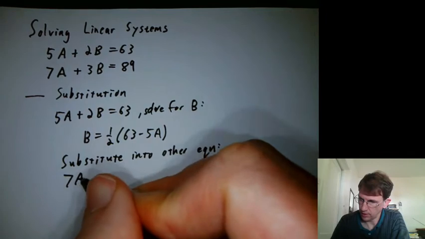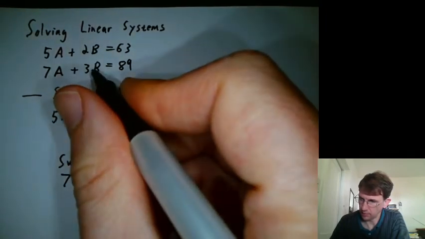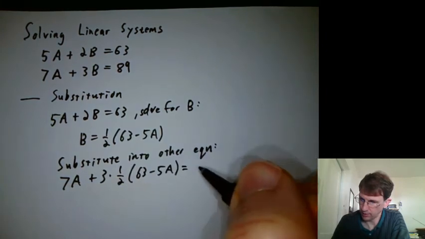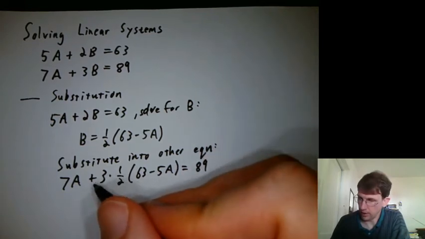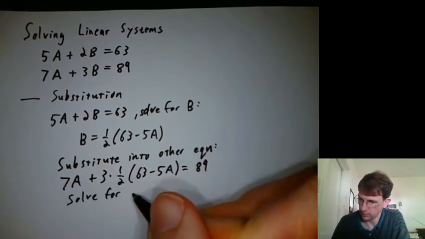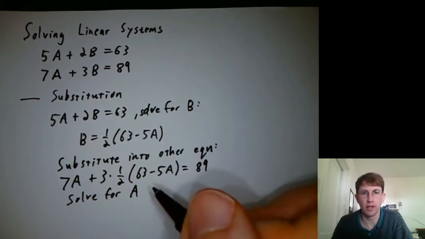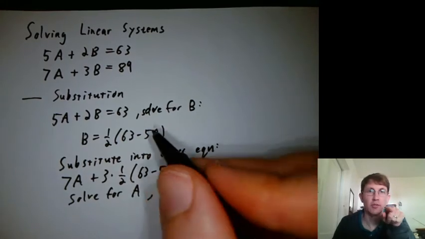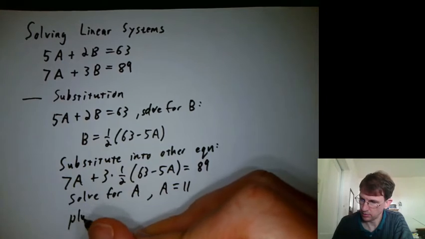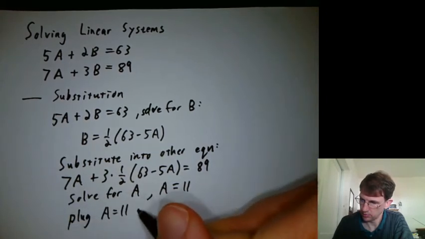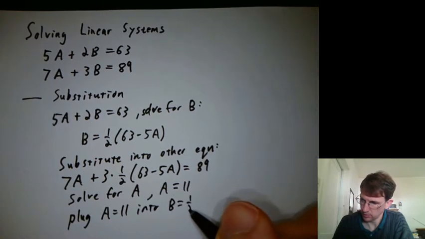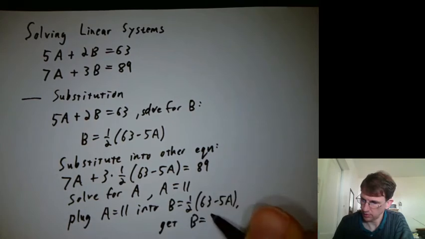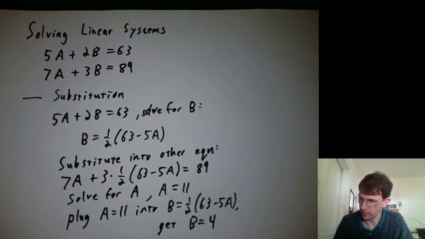So we have 7a plus 3 times, and then instead of b, write this thing. So 7a plus 3 times 1/2 (63 minus 5a) equals 89. Solve for a. And I think you get a equals 11, and then plug the 11 back in this formula for b, 1/2 (63 minus 5a), and get b equals 4. So that's the substitution method.